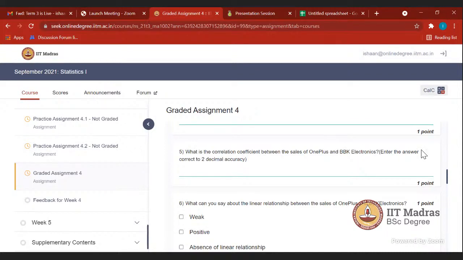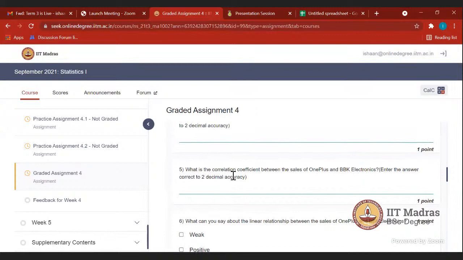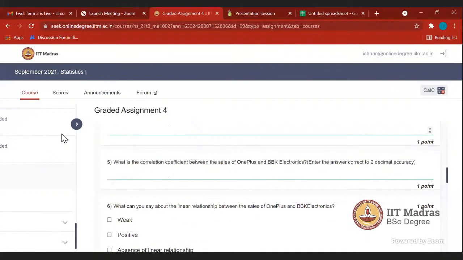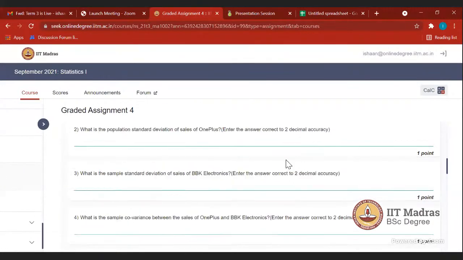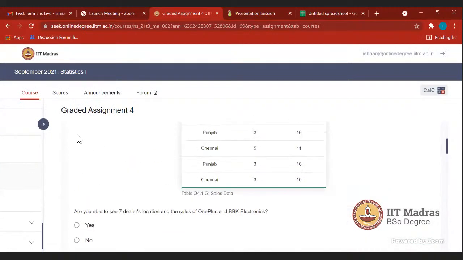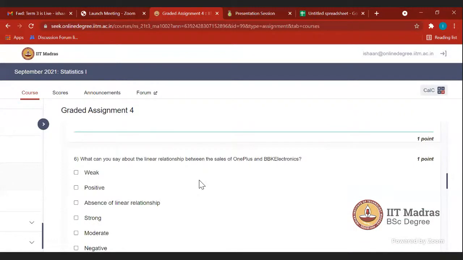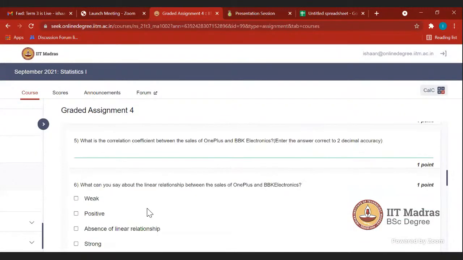Yes, which question? Question number 5, sir, you discussed. There are two variables, 1 plus and BBK Electronics. Both are numerical variables. Find the correlation coefficient between them. And for question number 6, I have to calculate the correlation R and after that decide. Yeah, after finding the value, just decide which one is true.